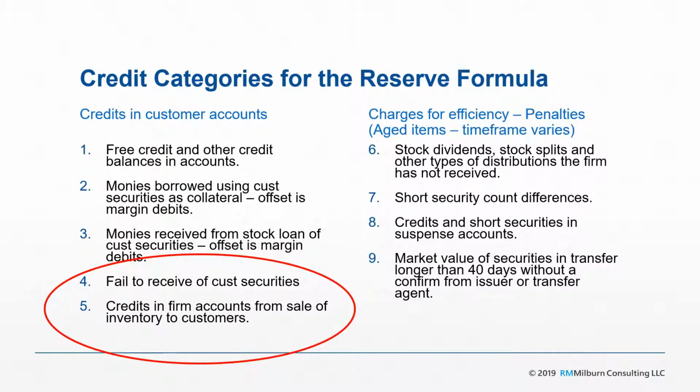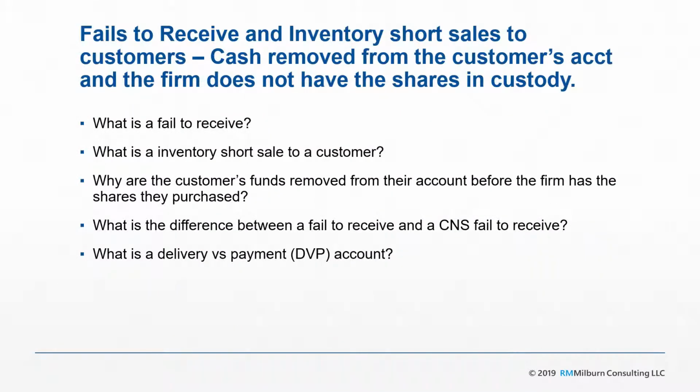This week we're going to discuss the reserve calculations line 4 and 5, fails to receive, and inventory sold to customers. Short recap of what's included in the credit categories for the reserve calculation. And you can see there, of course, 4 and 5 are our fails to receive and inventory sales. So what are we going to discuss today?